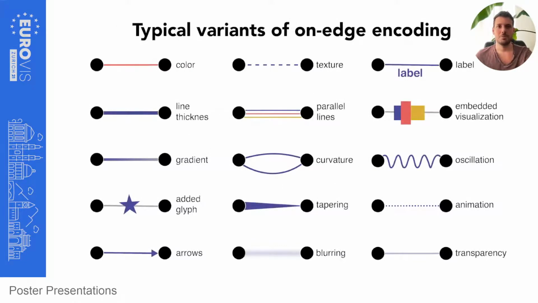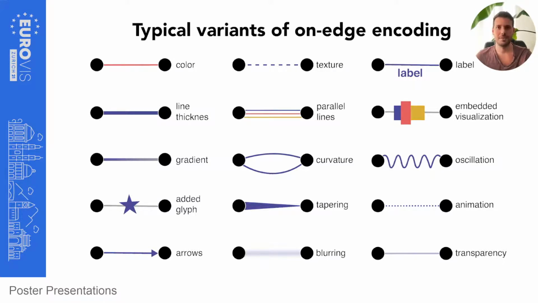For these attributes, past research on graph visualization already offers a wide range of potential edge encoding possibilities for node-link diagrams, such as some more common encoding types that, for example, use color, line thickness, arrows, gradients, or labels, but also more unusual encoding types, for example, small embedded visualizations or varying degrees of oscillation.